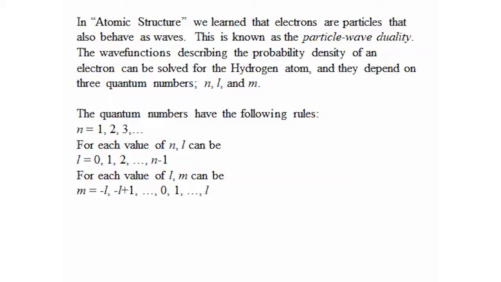The wave function describing the probability density of an electron can be solved for the hydrogen atom, and these wave functions in essence depend upon three quantum numbers, n, l, and m. As we learned earlier, the quantum numbers also have the following rules. n is an integer 1, 2, 3, etc. For each value of n, l can be 0 up to the number 1 less than n, and for each value of l, m can be from minus l up to positive l.